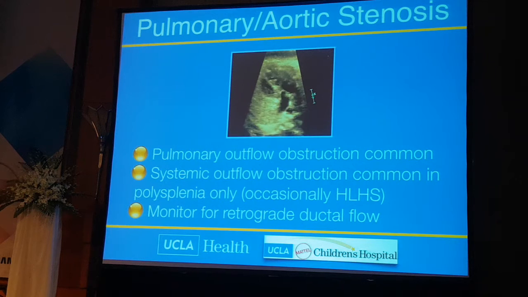And then the outflow tract obstruction, particularly pulmonary stenosis, can evolve in utero. So at 20 weeks when you make the diagnosis, there may not be much pulmonary stenosis, maybe mild or moderate, and the ductal flow may be normal, right to left. But over time, the pulmonary stenosis can worsen, and you can develop retrograde flow in the ductus, and that's a sign that this baby is probably going to be ductal dependent after birth. So it's important when you're counseling to mention these possibilities and also to follow, so that you make sure you deliver these babies in the right hospital.